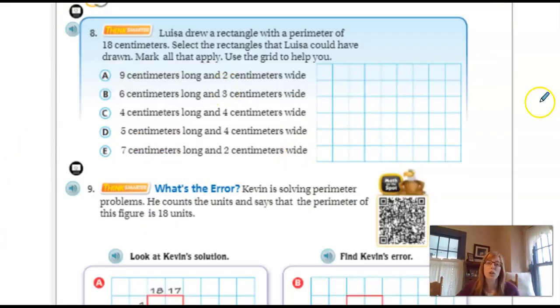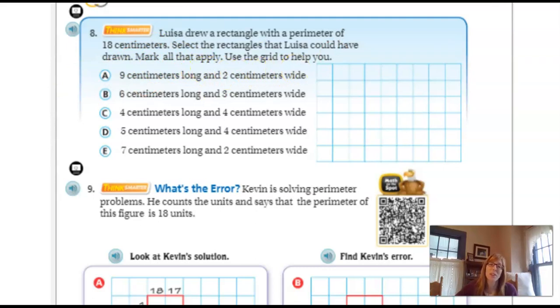Okay, so you are going to draw a rectangle with a perimeter of 18 centimeters, okay? Select the rectangle that Louisa could have drawn. Mark all that apply, and you can use your grid if you don't know. Okay, now first of all, perimeter is the distance around a figure. A rectangle means there are 4 sides, okay? And it has to equal 18. So right here, you have 9 centimeters long and 2 centimeters wide.